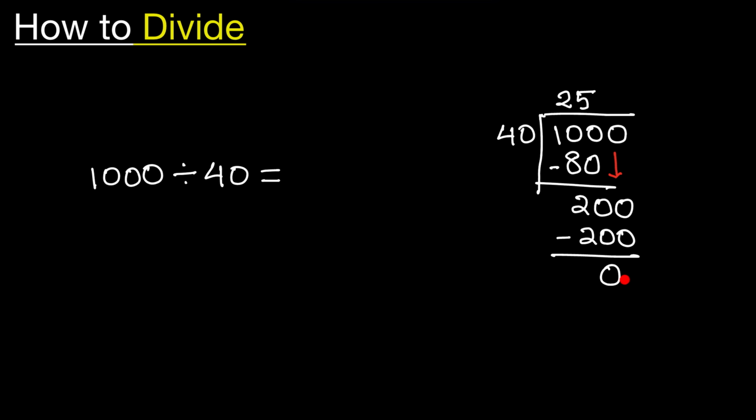As we have got the number 0 and we have no number to bring down here, so we will stop. Therefore, 1000 divided by 40 is equal to 25. And this is our final answer.